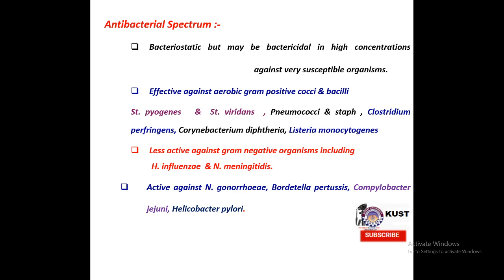The antibacterial spectrum of erythromycin: it is basically bacteriostatic, but may be bactericidal in high concentration against very sensitive organisms. It is most effective against aerobic gram positive cocci and bacilli like Streptococcus pyogenes, Streptococcus viridans, pneumococci, Staphylococcus, Clostridium perfringens, Corynebacterium diphtheriae, and Listeria monocytogenes. It is less active against gram negative organisms, but has activity against H. influenzae and Neisseria meningitidis. It also has activity against Neisseria gonorrhoeae, Bordetella pertussis, Campylobacter jejuni, and Helicobacter pylori.